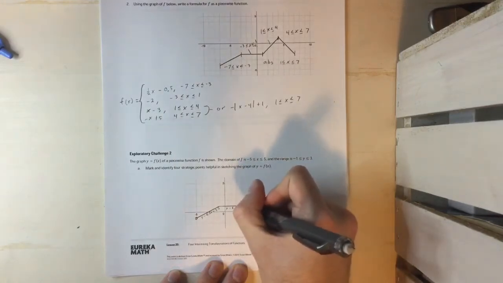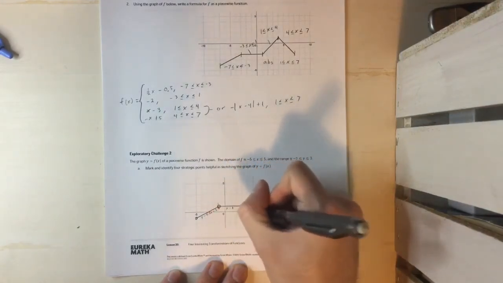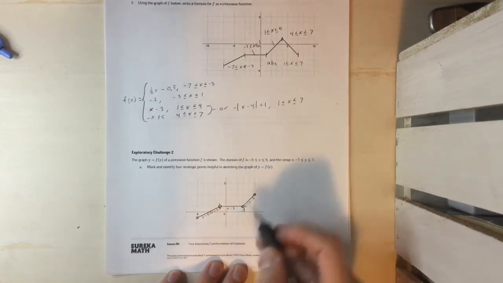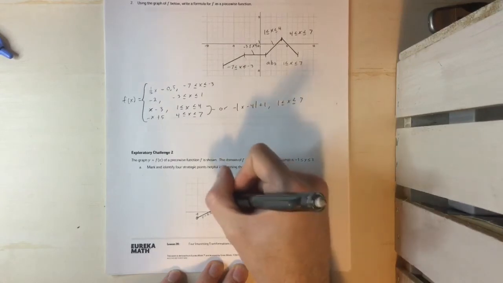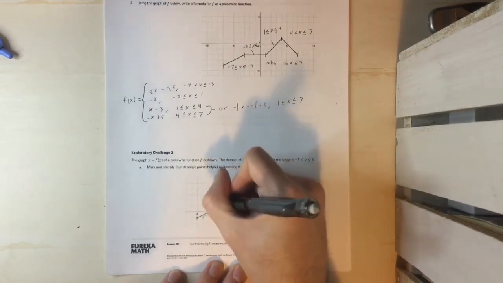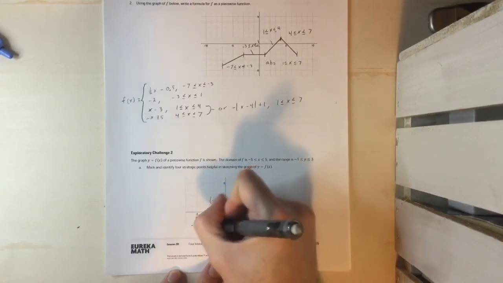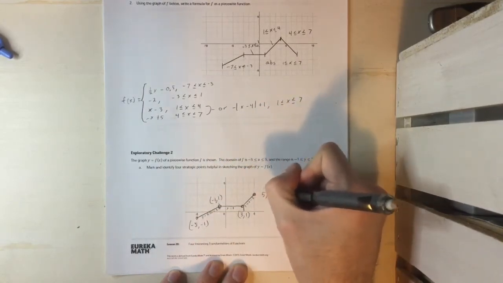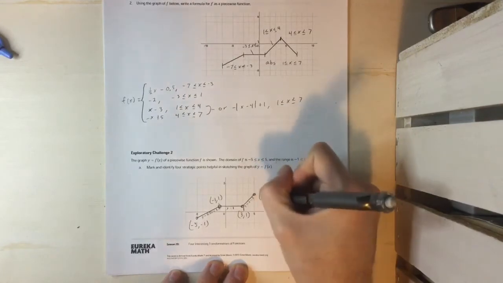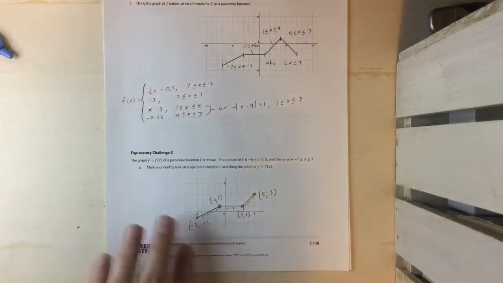So right here would be a good point to look at, and this one as well. So this one is at 3, comma 1. This one is at -1, comma 1. This one's at -5, -1. And this one right here is at 5, 3. So those are going to be points that are important as we go forward and start to change this graph.